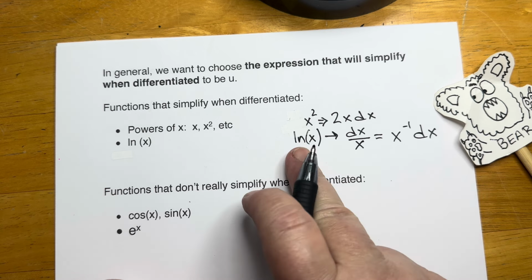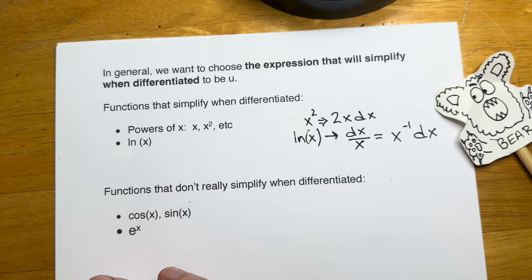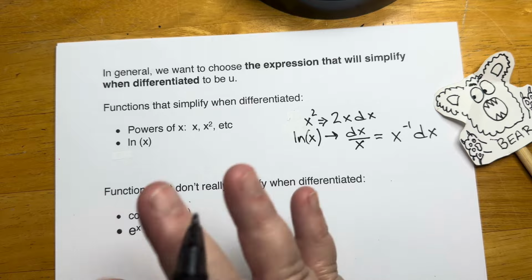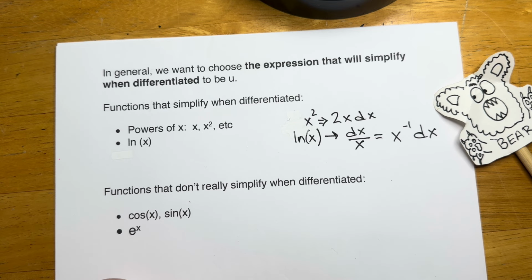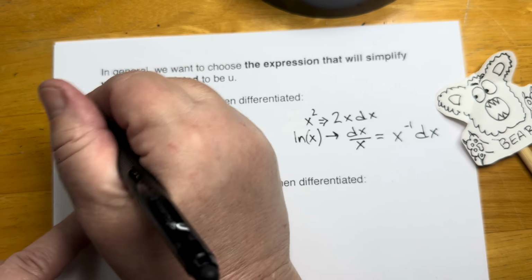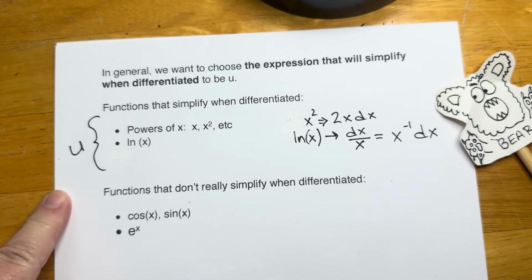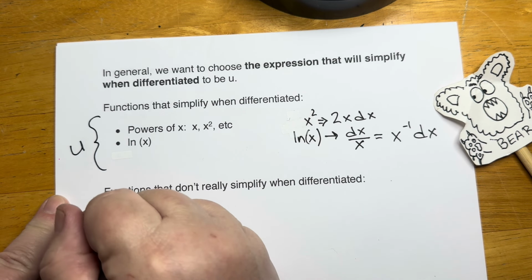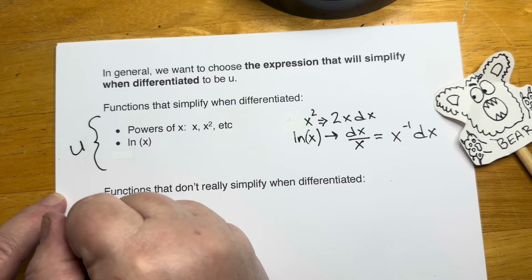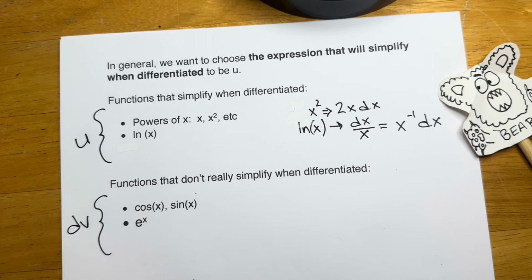Integration with natural log can be very uncomfortable. So this will be a good technique when you see natural log running around. Next up, these guys are all going to be choices for you. Choices for v or dv are going to be things that don't get better when you take the derivative. So what do I mean?